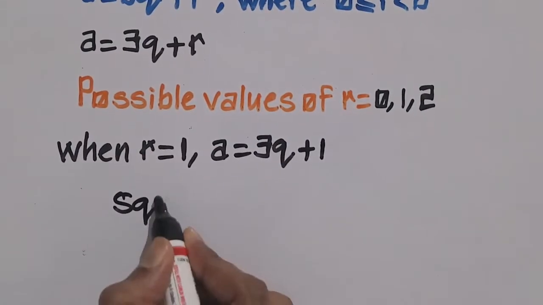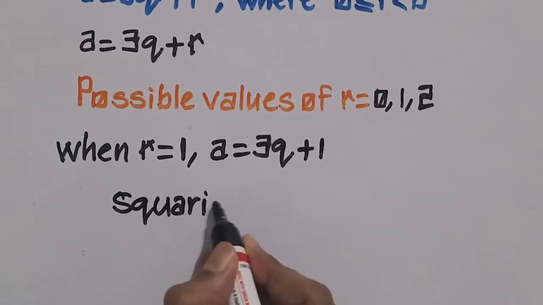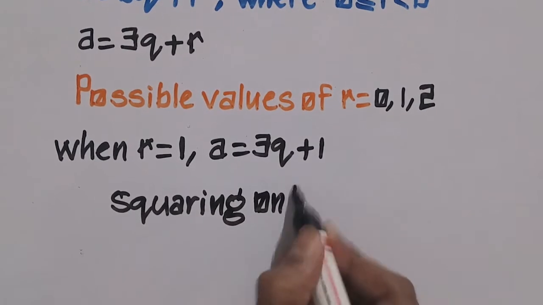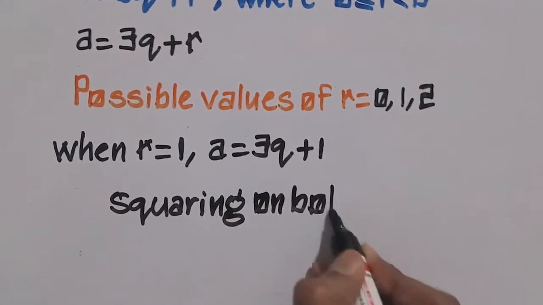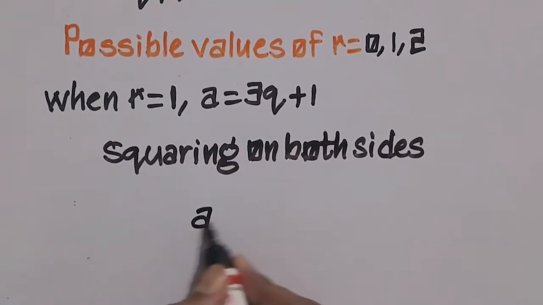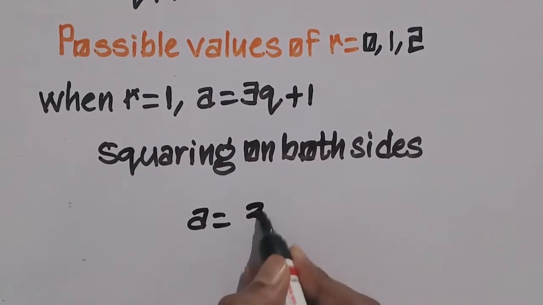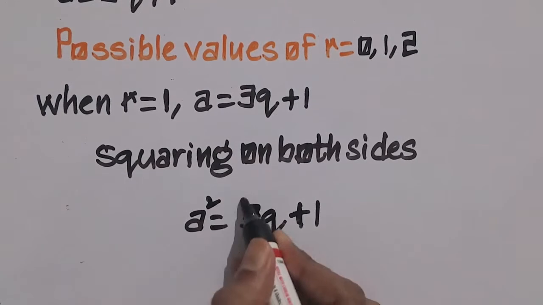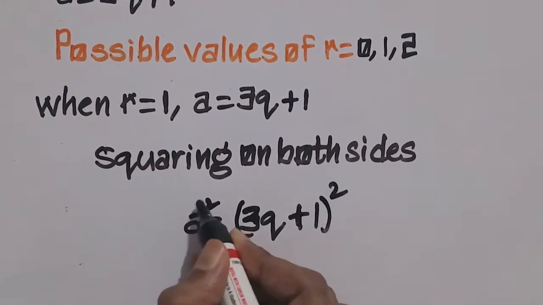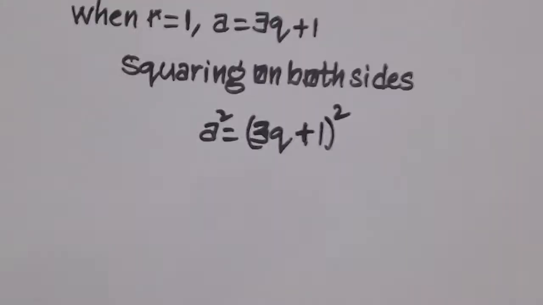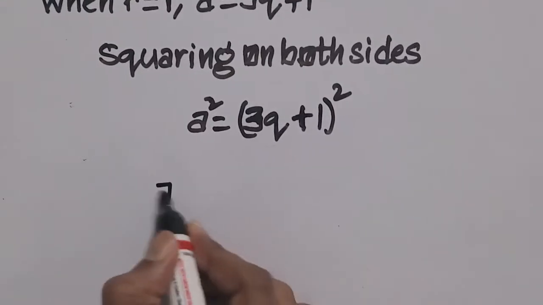We are squaring on both sides, LHS and RHS. So a equals 3q plus 1, and we square both sides. The LHS, a square, we write as it is.